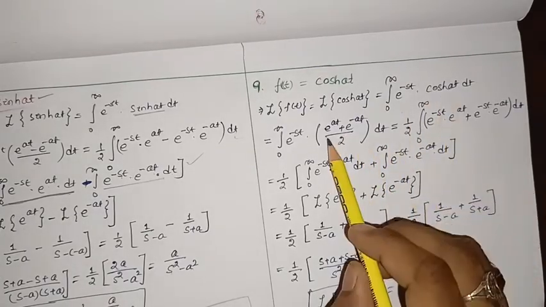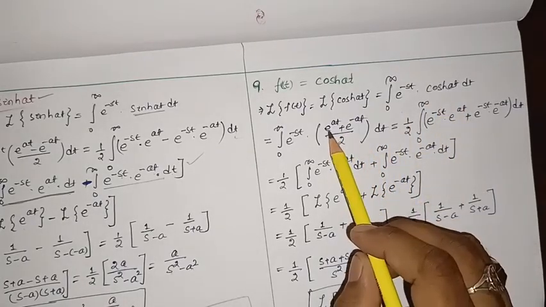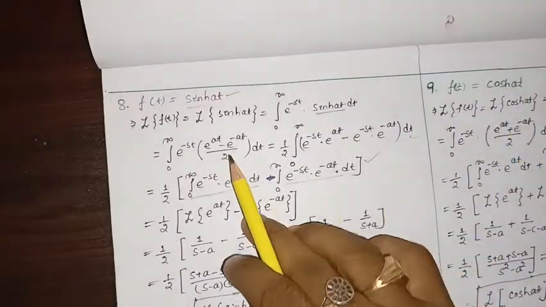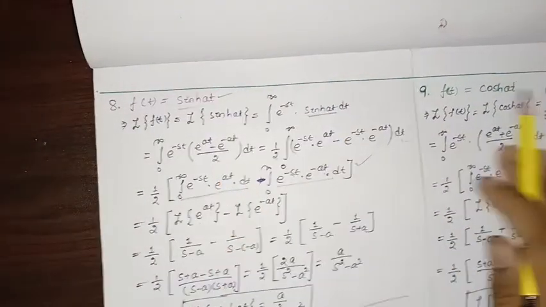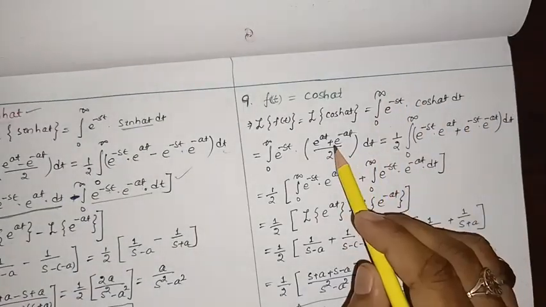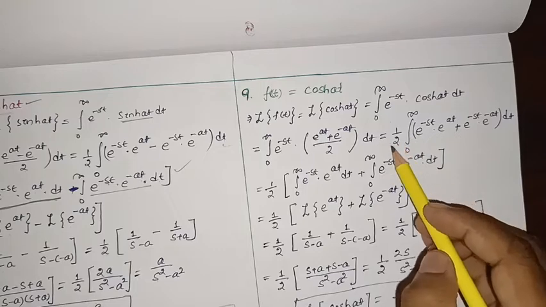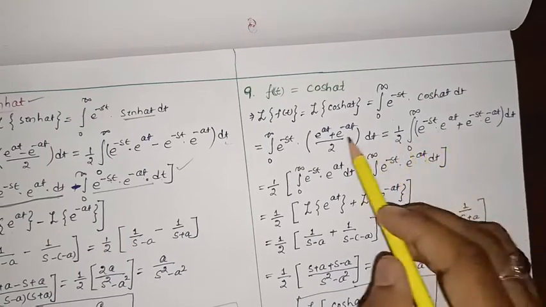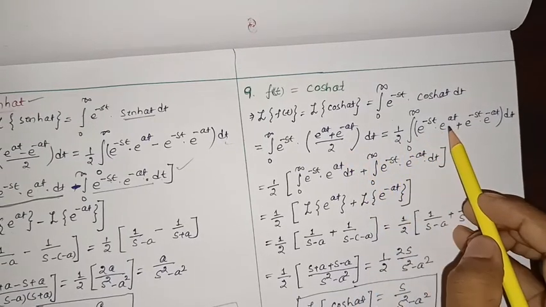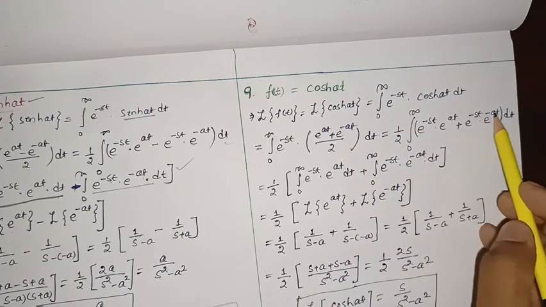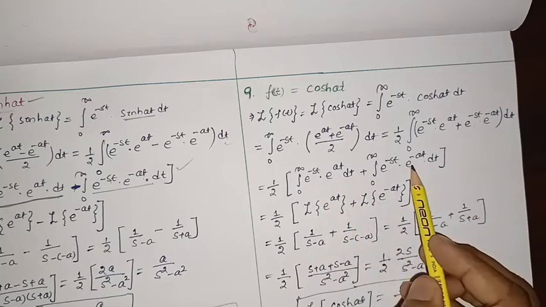For cosh at, it will be written as e to the power at plus e to the power minus at, by 2. For the sine, it was minus. You have to remember, for cos, it will be plus. Taken outside 1 by 2. So you just write e to the minus st, e to the at plus e to the minus st into e to the minus at dt. So we get two integrals.